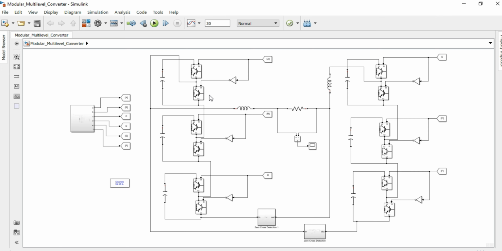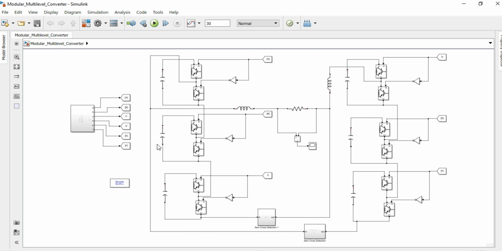Now in order to make these two switches reciprocal to each other, we have added a NOT gate in series to the gate signal of a single IGBT. In this case, whenever this signal is high, this gate signal will be low because the NOT operation will be applied, and whenever this is low, it will be high. So in this way, these two IGBTs will act as reciprocal to each other.